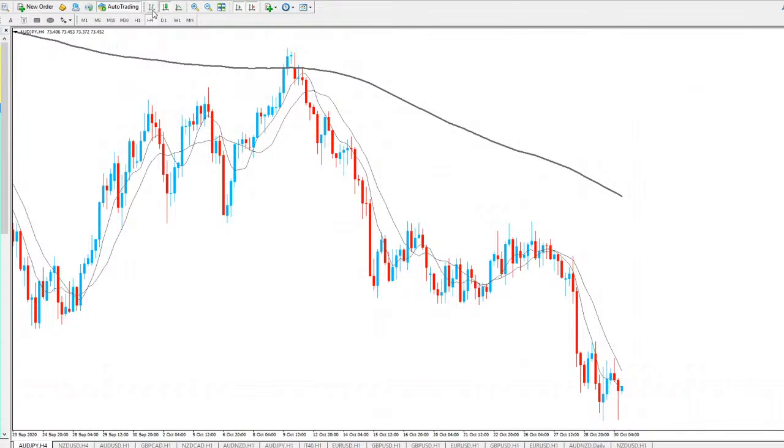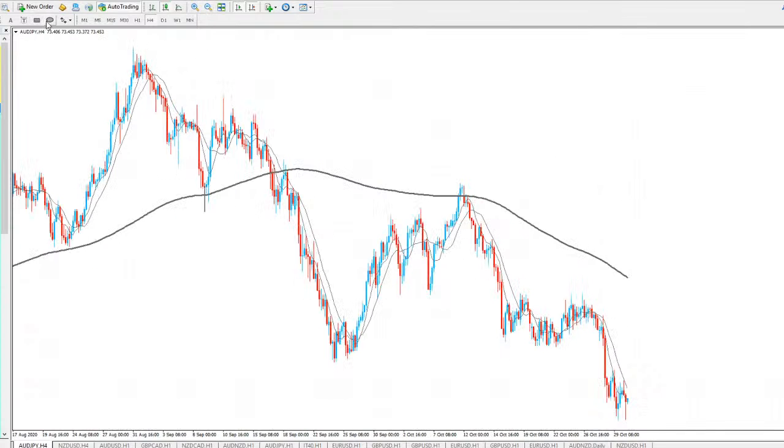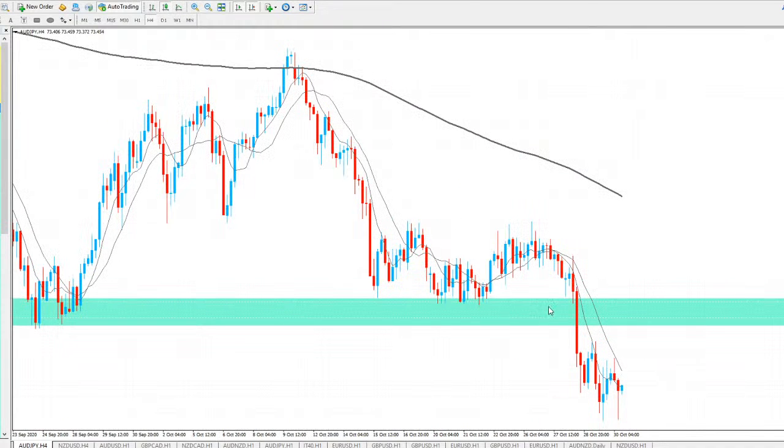AUD JPY, this one again, we had a break out of this strong support area in the market here. As you can see, support there, support along here, moving sideways. It broke to the downside. Again, as you can see, a nice push. Now price looks like it's running out of steam to the downside, so could be seeing price rise again and seeing a test of this area in the market here.